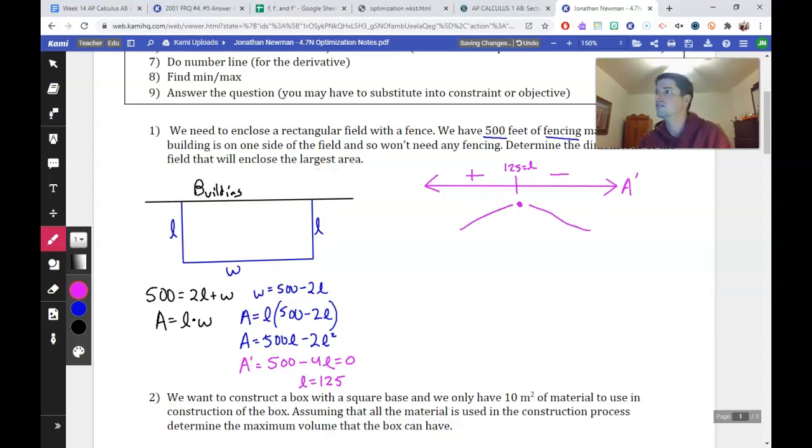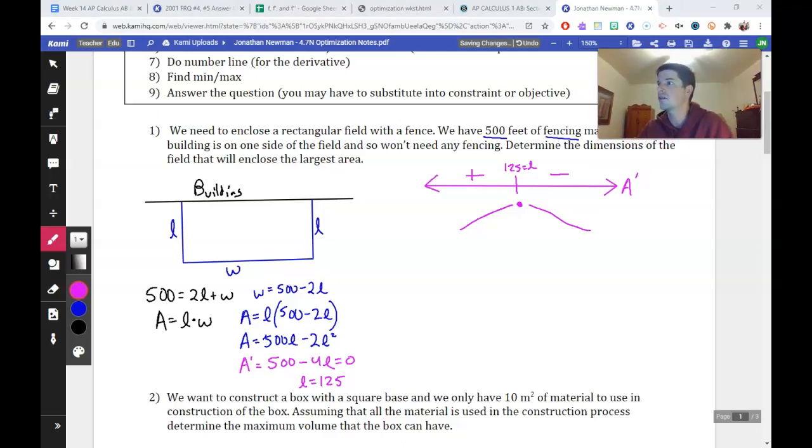However, it says determine the dimensions of the field. So we have length, we also need to find width. I come back here and I find this is the easiest equation if I have length and need width. So I'm just going to put W equals 500 minus 2L. Oops, sorry, I didn't write a little maximum there. Hopefully you see that's a maximum, so that's largest. We know that length is going to be 125, so 500 minus 250 means that the width is 250.